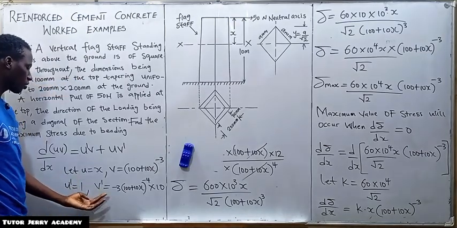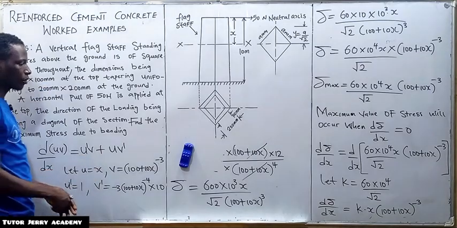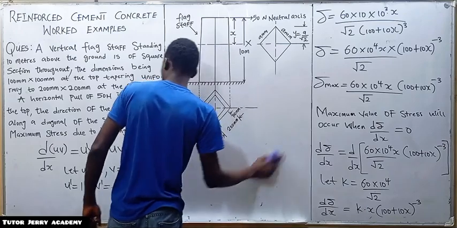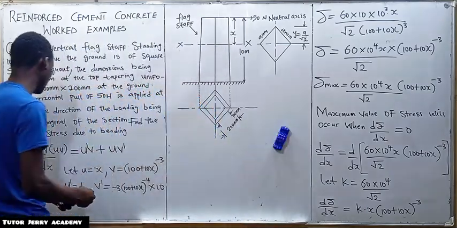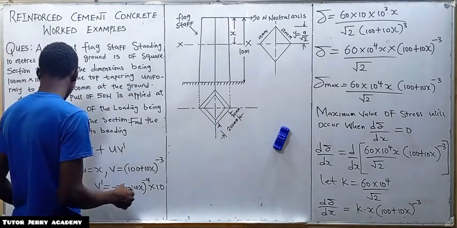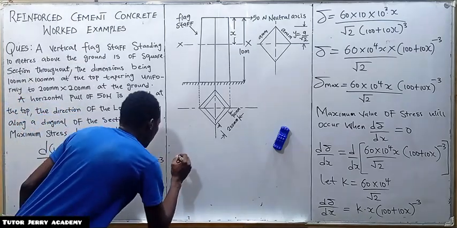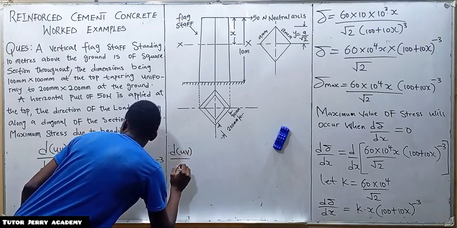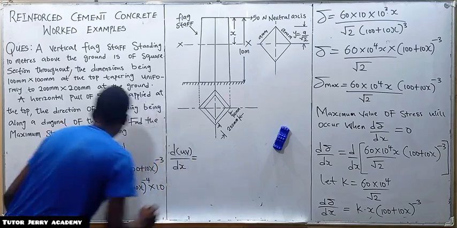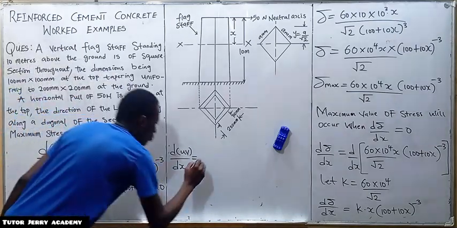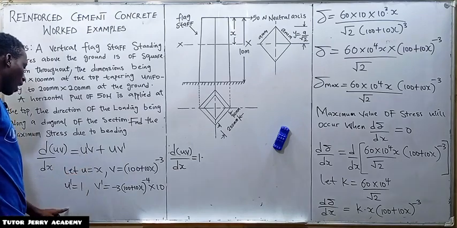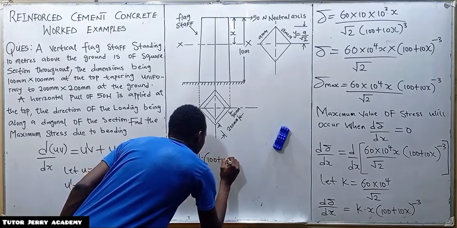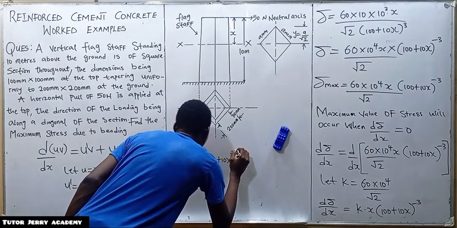We're going to be substituting all our values into this formula. So let's do that quickly. We have d of uv over dx equals, our u prime is nothing but 1, so we have 1 multiplied by v. Our v is nothing but this: (100 plus 10x) to the power of minus 3.